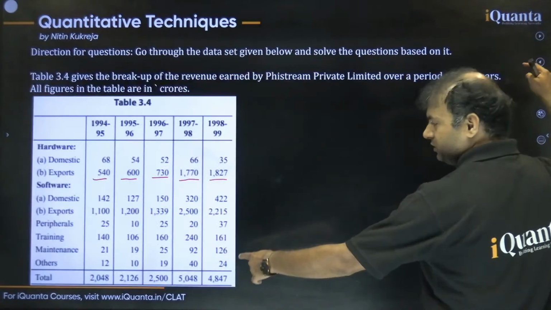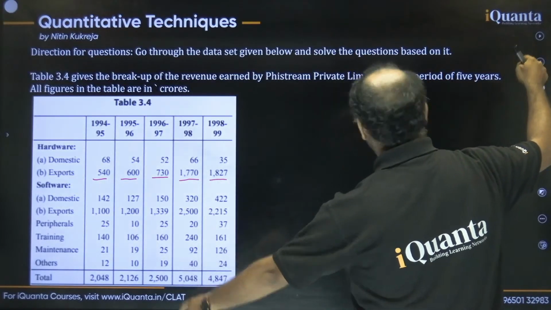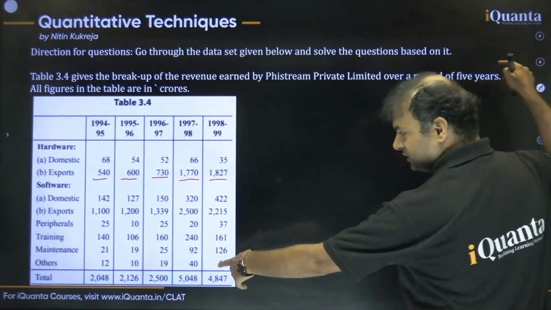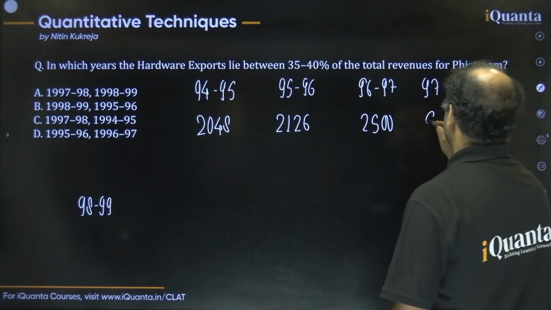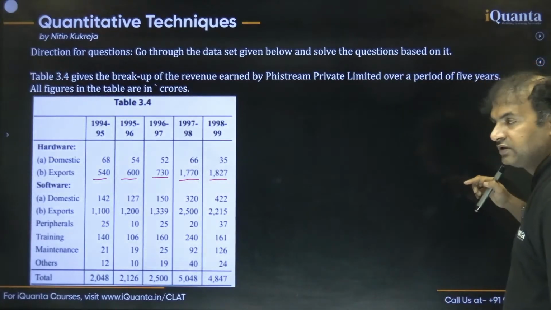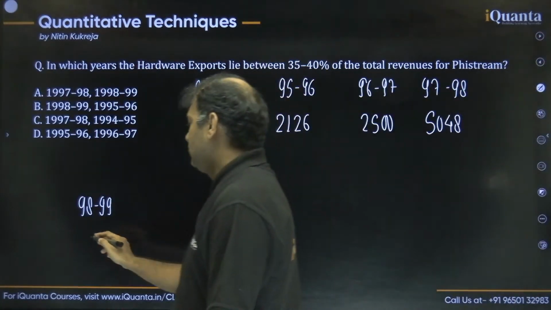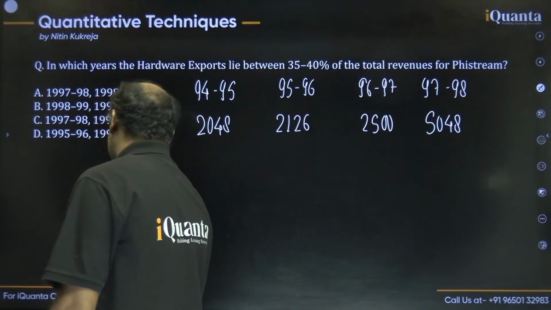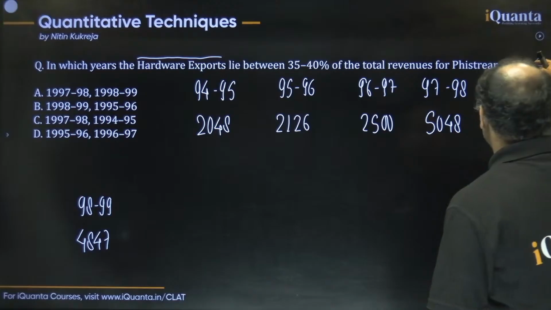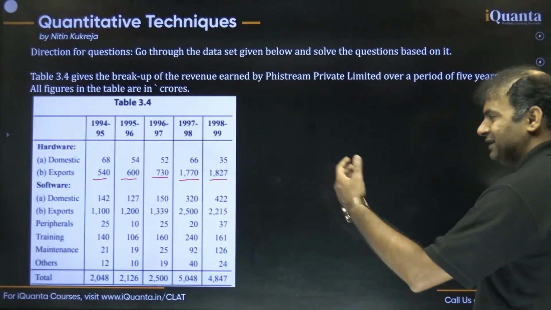96, 97, the total revenue is 2500. Then the next year, total revenue is 5048. And in the last year, the total revenue we have is 4847, right? Now let's also write the revenue of the head they are talking about, which is hardware export. So let's write the revenue of hardware export of all these years as well.